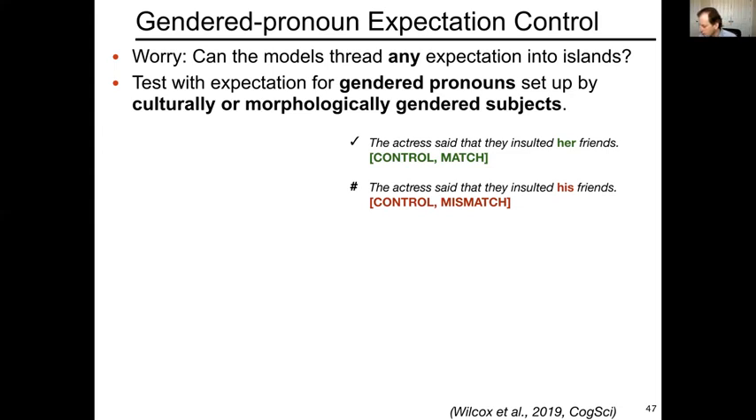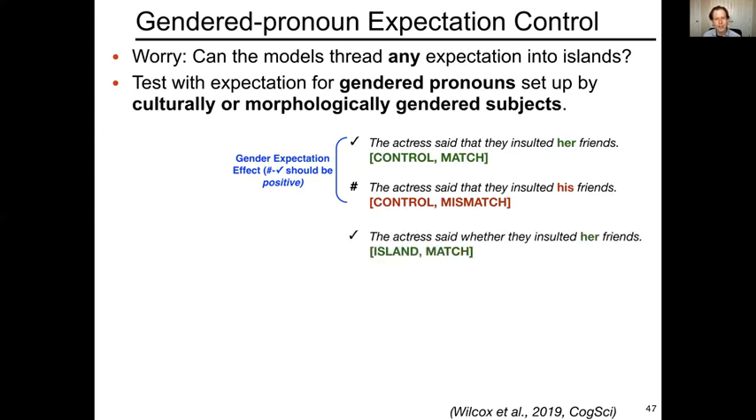For the control, first of all, we need to double check whether there's actually a surprisal differential at her versus his in these two sentences. If there's no surprisal differential, then we can't even do the experiment, because maybe the models haven't learned that actresses are stereotypically female and create expectations for feminine pronouns more so than for masculine pronouns. So the sanity check is the difference in surprisal. If you subtract the surprisal of the match condition from the surprisal of the mismatch condition, you should have a positive surprisal effect at her versus his.